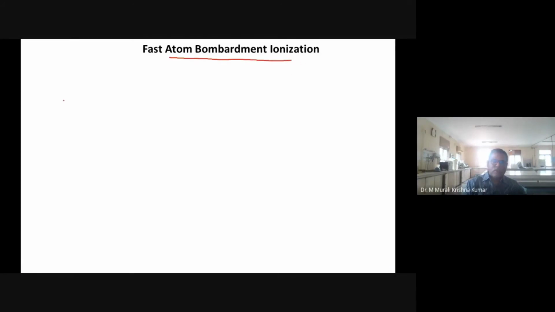The second one is fast atom bombardment ionization. So here the logic is very simple. In the case of electrons, it is hitting a molecule so that the impact is so huge that an electron will be knocked out of the sample, so that M+ is generated. So here, in fast atom bombardment, we try to reduce the energy density.